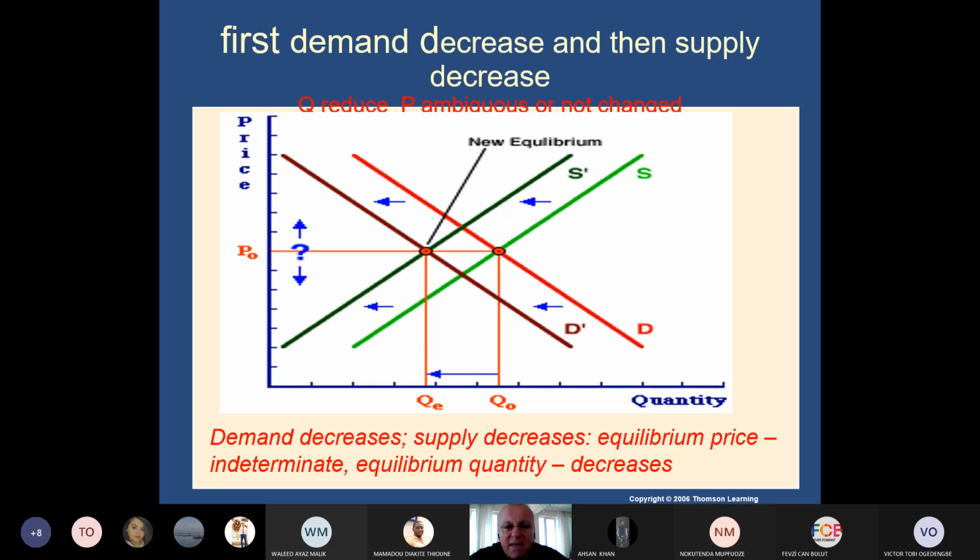Since the demand is decreased and the supply is also decreased, there is no problem, because there is no need to reduce or increase the price. The price stays intact. You have understood? Yes, sir. Okay.